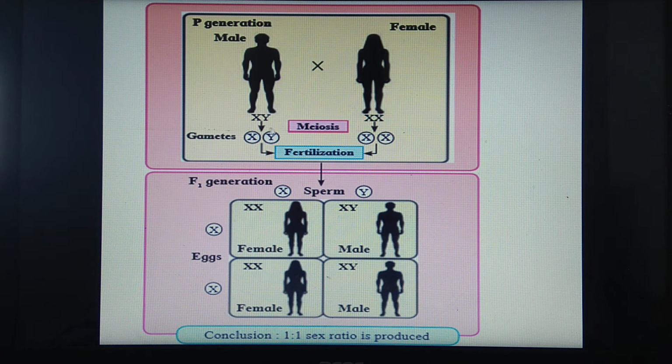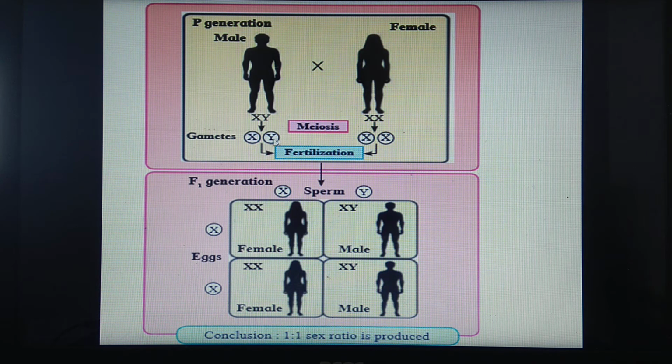Why homogametic? Because from a pair of X chromosomes, 2 gametes are produced, and both of them consist of X chromosome only. That means these two gametes are similar in their structure, and hence it is homogametic type of sex. So in case of human male, the chromosomes present are XY, and gametes produced are also X and Y type of gamete.